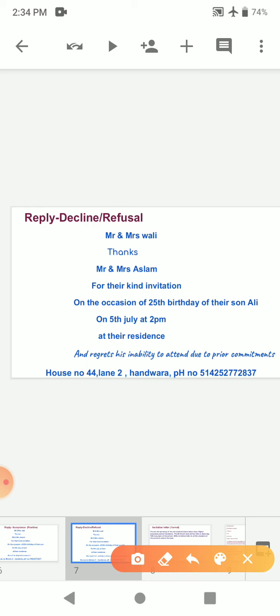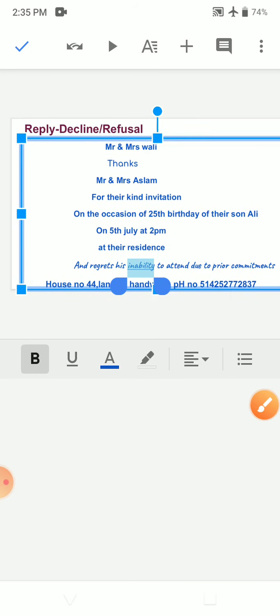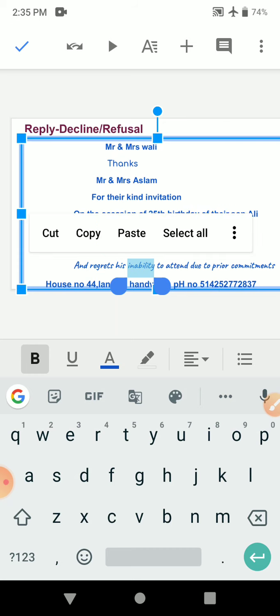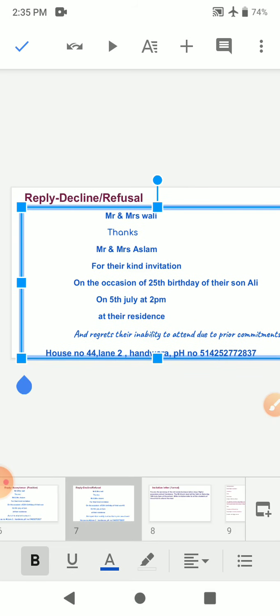Wali thanks Mr. and Mrs. Aslam for their kind invitation on the occasion of the 25th birthday of their son Ali on 5th July at 2 p.m. at their residence, and regrets their inability to attend due to prior commitments.